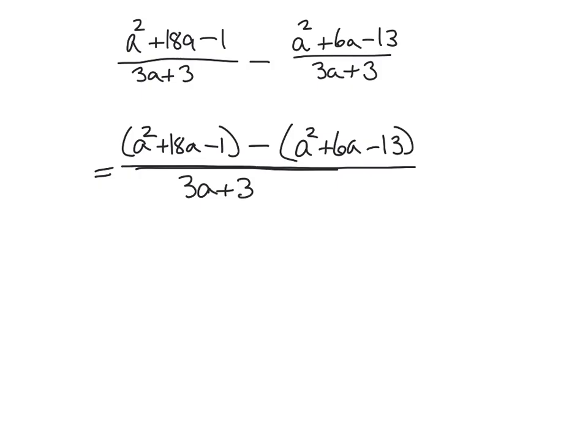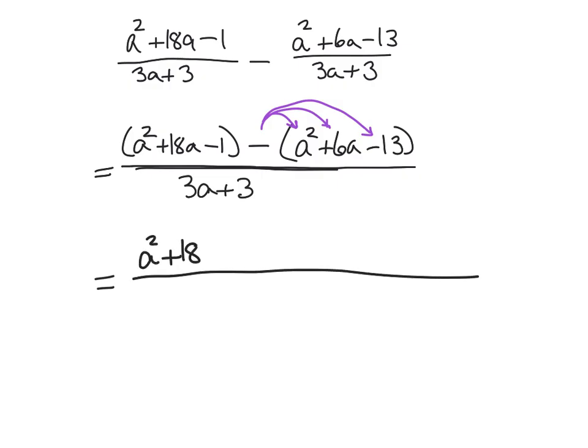The minus sign means we have to distribute the negative, and we did that in 208. Because there's no coefficient in front of the first term and it's positive, we can just drop the parentheses. But here, this becomes minus a squared, then minus 6a, and here's the trick, this becomes plus 13. So it's the opposite: this was positive, it becomes negative; this was positive, it becomes negative; it was negative, it becomes positive. All of this is still on top of the 3a plus 3.